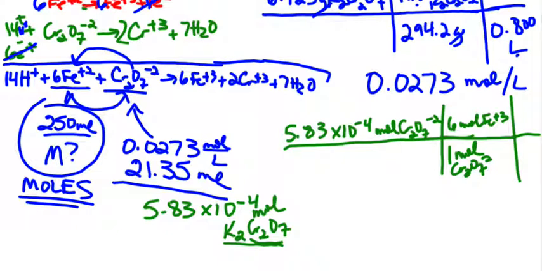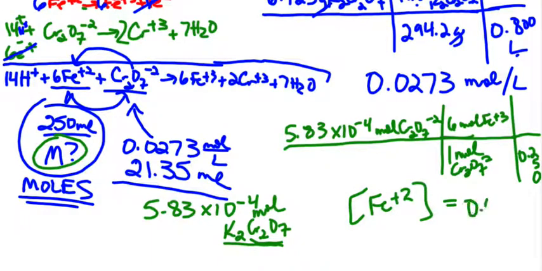Okay, so what would be the volume then? I know my molarity now, moles per liter. Our liter is 0.250. And so what is our concentration of Fe plus 2? 0.0140 moles per liter. Do you have questions about that?